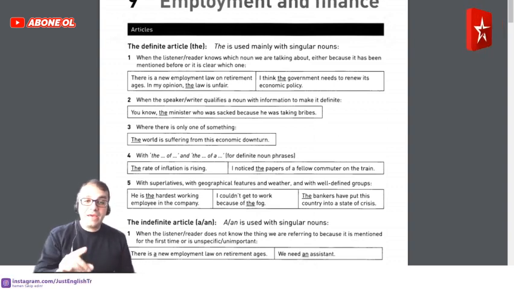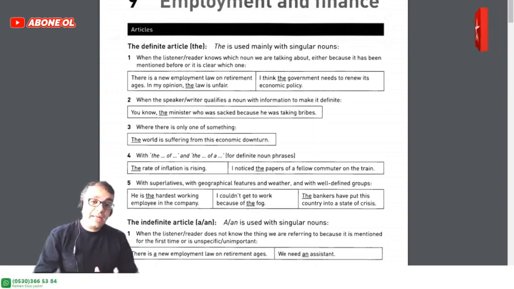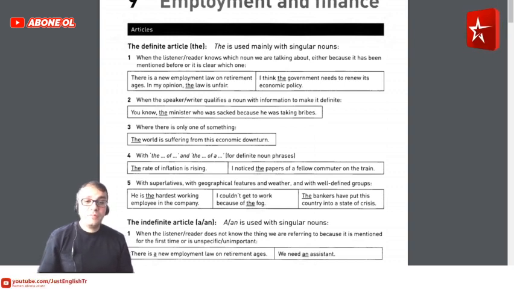And we will come back here to just important, but before we go to the next procedure, I need to explain some grammatical forms. So in the IELTS essay, we need to define an article. First, there is a new employment law on retirement. For example, in my opinion, the law is unfair. The law is unfair. We define it by that.